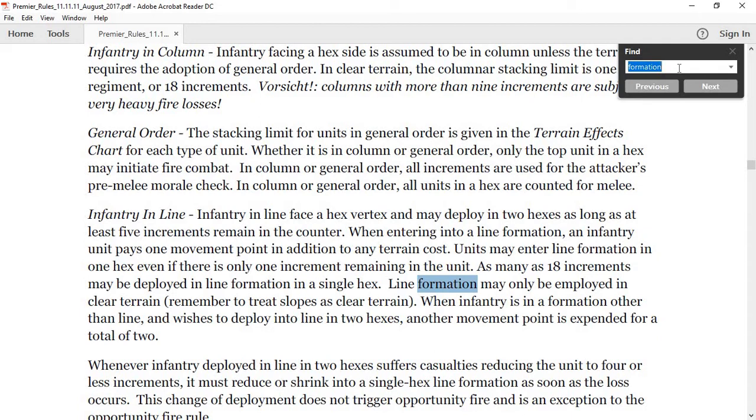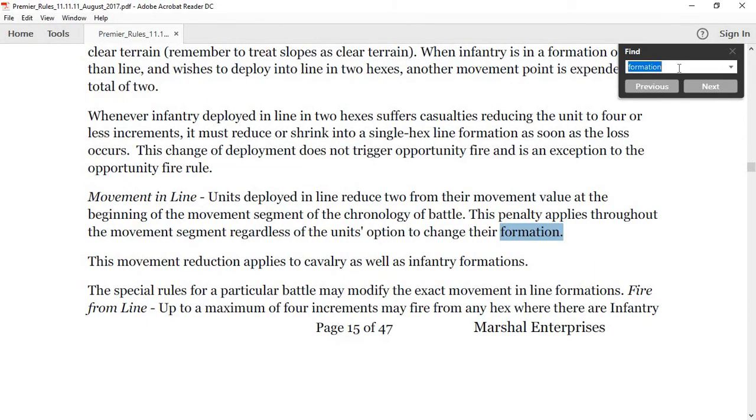When infantry is in a formation other than line and wishes to deploy into line in 2 hexes, another move point. Okay, reducing movement in line. I need to remember this too. Subtract 2 off the movement potential right off the bat.